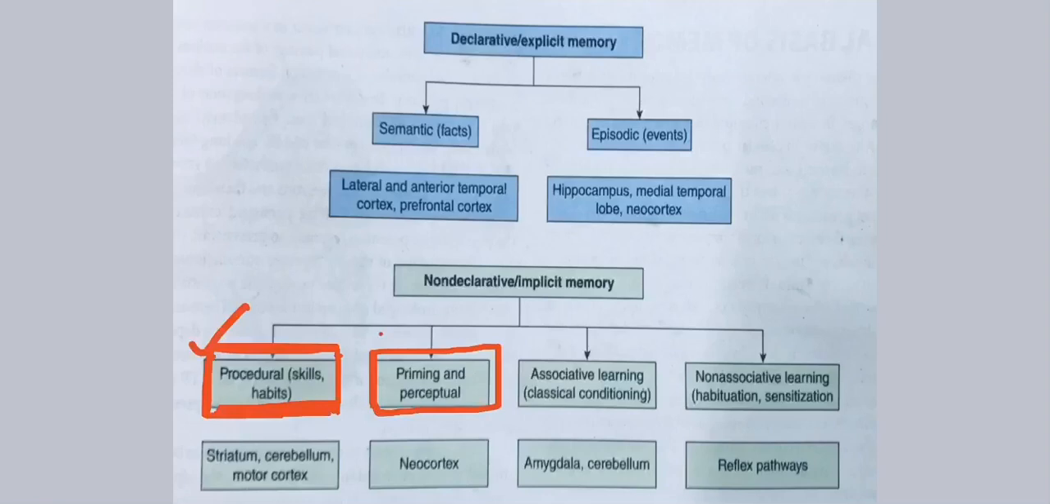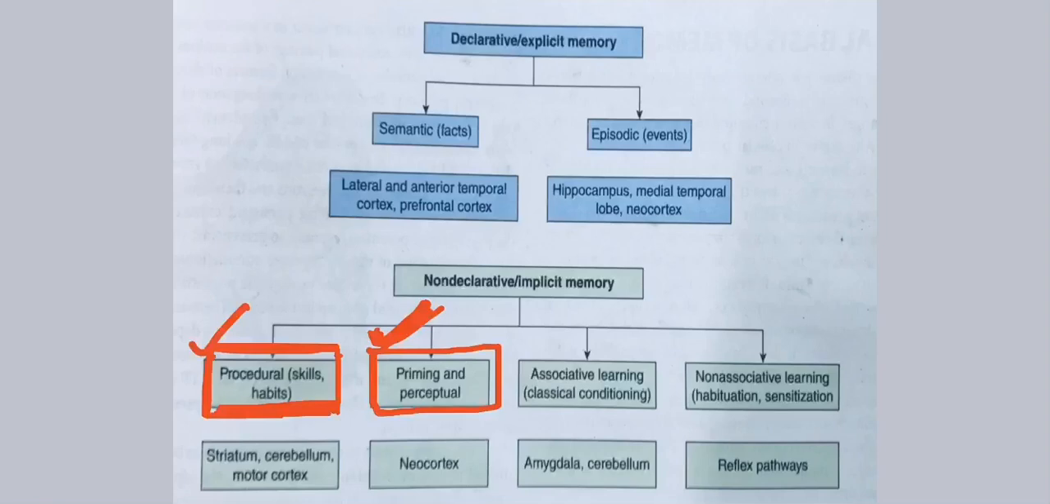recall a certain word, then you say, just tell me the first letter of that particular word. So you prime yourself. That is the kind of priming and perceptual memory, or we can say the priming is facilitation of the recognition of certain words or objects by prior exposure to them. Like you facilitate recognizing a certain word by just asking for the first alphabet of that word, then you will automatically recall that word. That is called the priming.